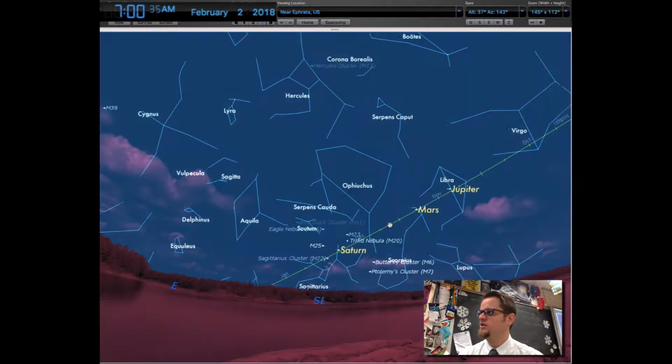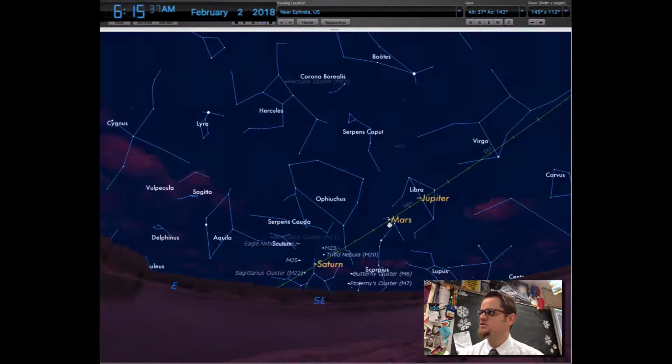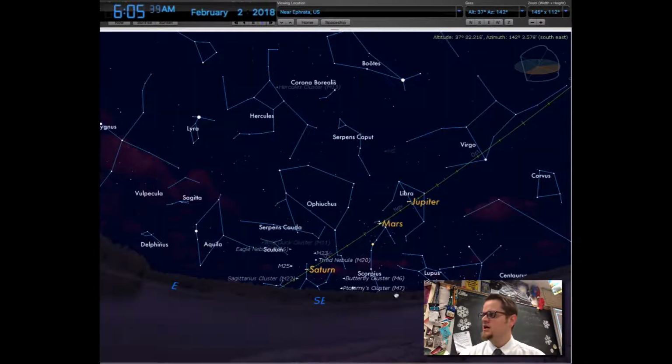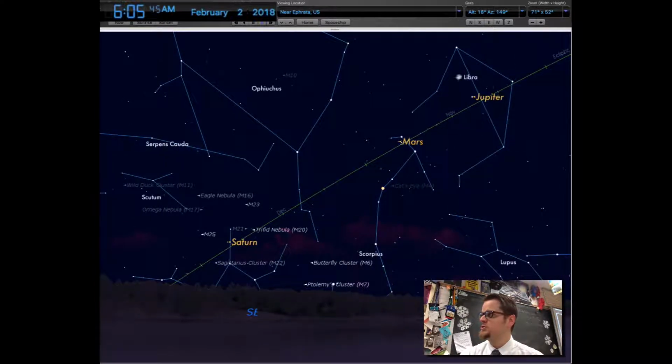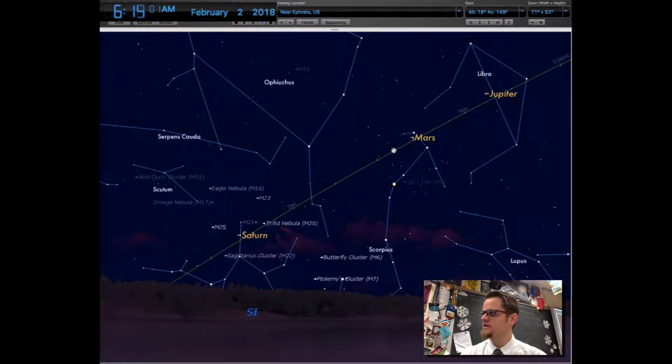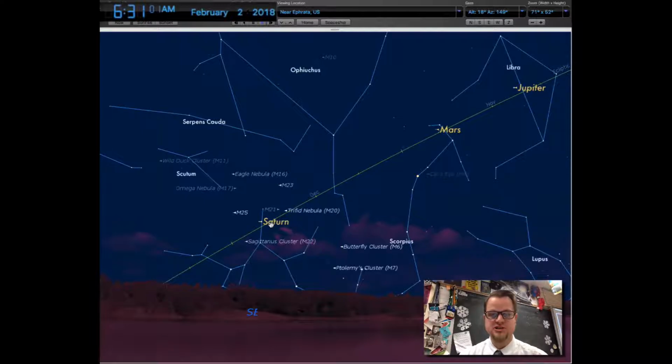So if I get to, well, let's see. Sunrise is 7:12. So let's go back to about, let's go to 6 o'clock, okay? And what you'll see over here in the southeast is a nice lineup of planets, okay? You've got Jupiter way up here in Libra. That's gonna be the brightest one that you can find. Down and to the left of that is Mars. And down and to the left of that is Saturn. It might help to see that Jupiter is in Libra, Mars is right at the head of Scorpio, and Saturn is right above Sagittarius.